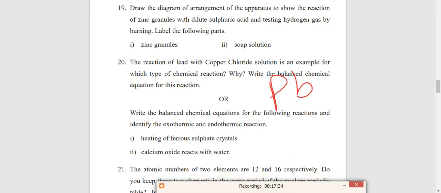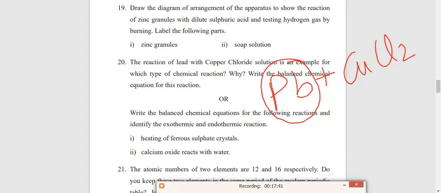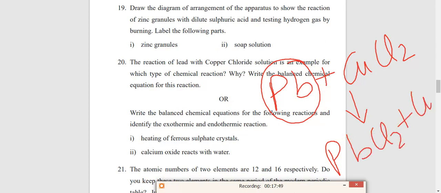And what is the formula of copper chloride? It is CuCl2. So over there we know that lead is more reactive than copper. It will replace copper from its solution and it will form PbCl2 plus Cu. So which type of reaction it is? It is a displacement reaction because over there lead is more reactive than copper.